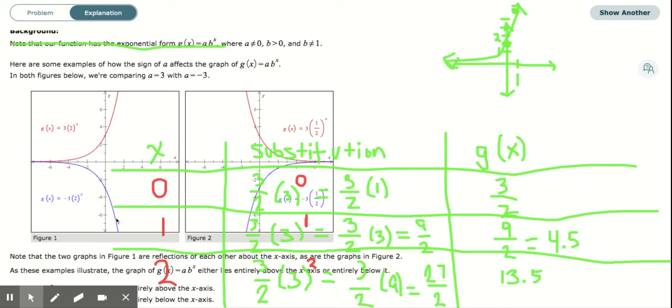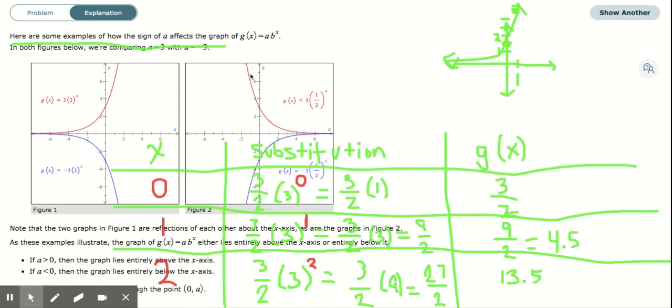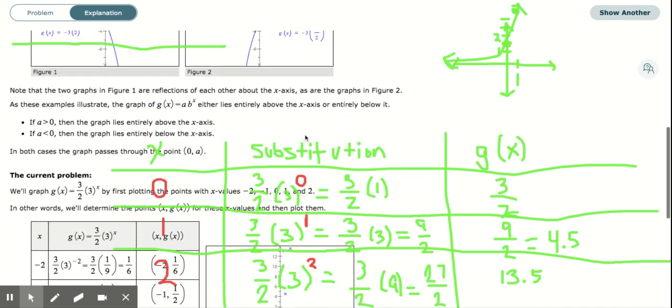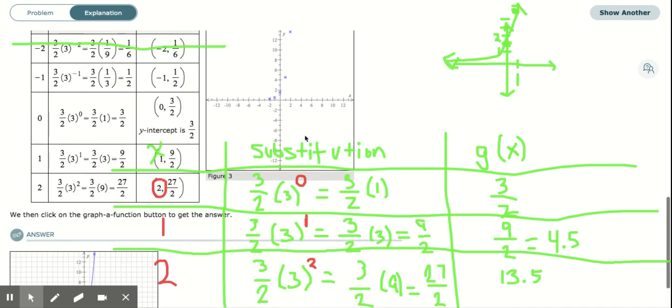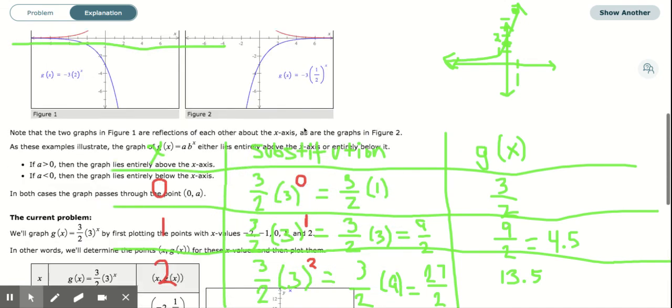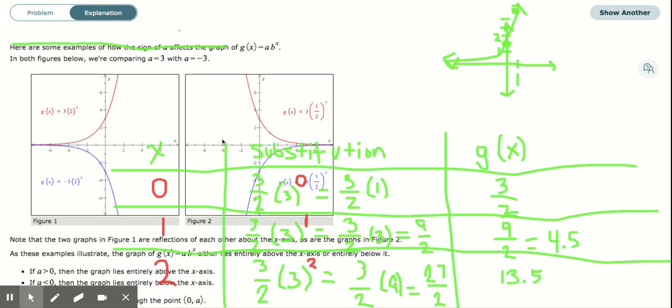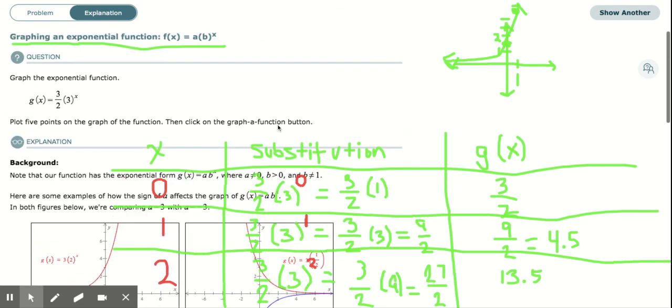It will be curving down if the a value is negative. It could be going down or curving up if you have a fractional b value, or depending on the orientation of the a value. Okay, so you don't really need to know these things, but this is a general behavior of the exponential functions. In this case, you're just plugging in and creating a table.